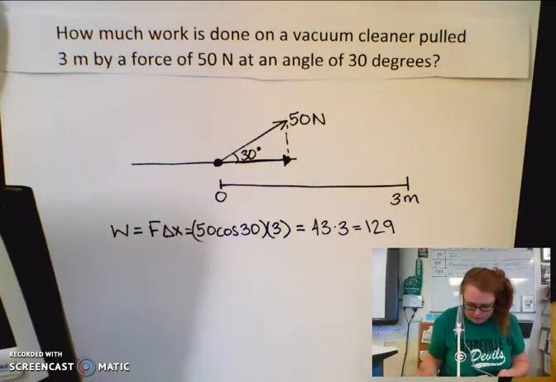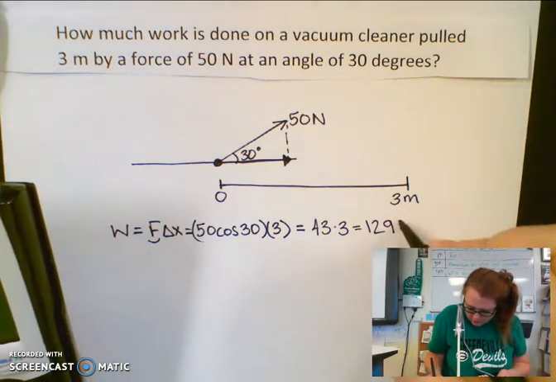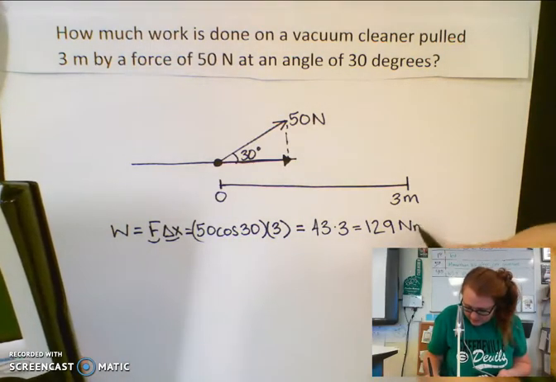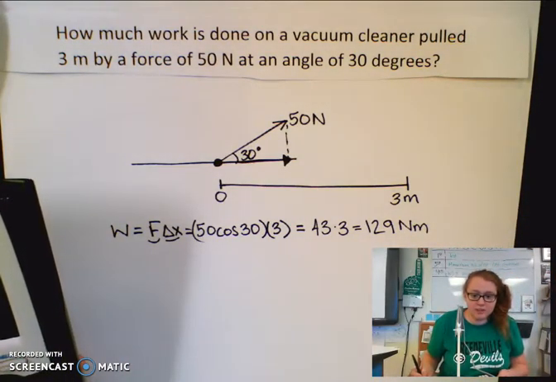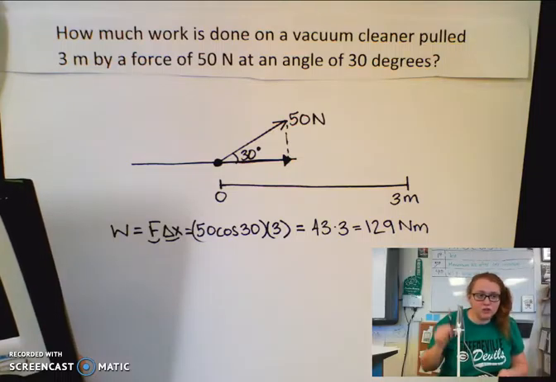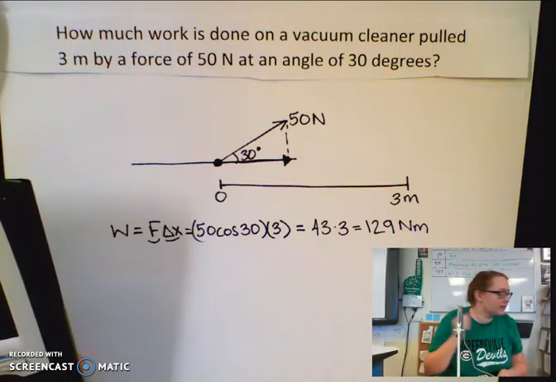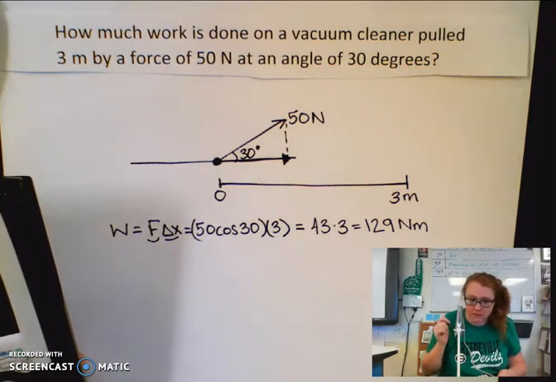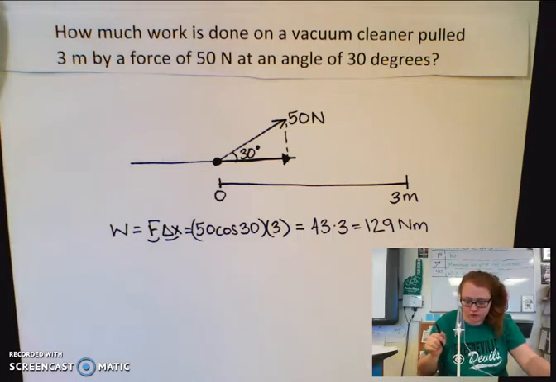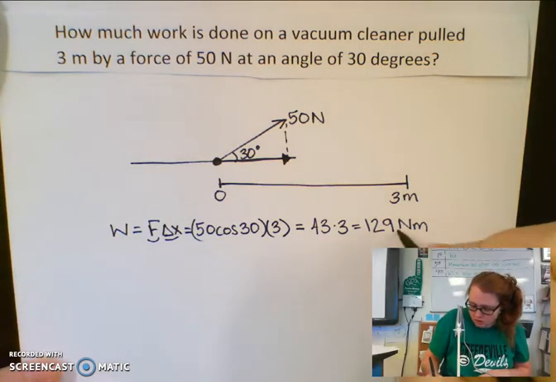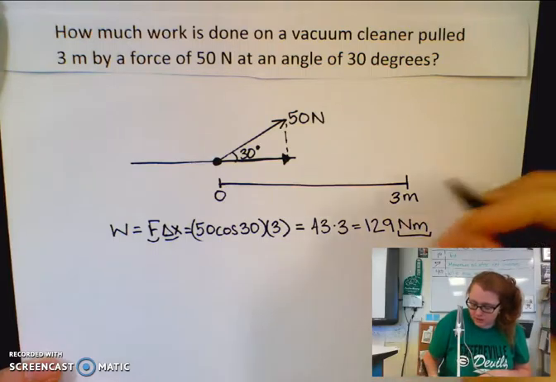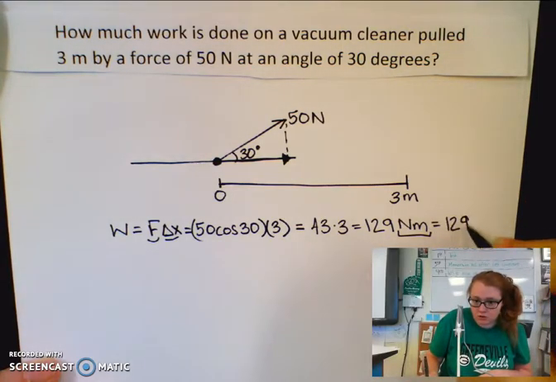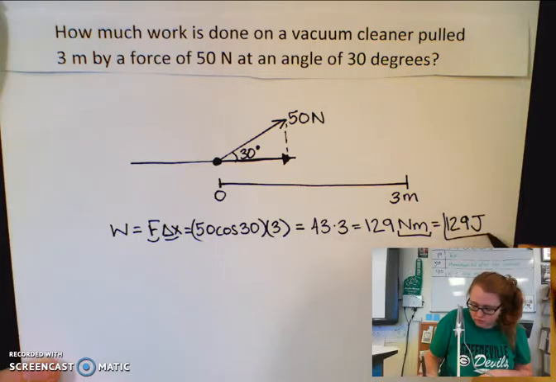Now we have to figure out what our units are. This is a newton, and delta x is meters. So we have 129 newton meters of work. Now remember, we said work is a transfer of energy. Okay, if you moved money from your bank account to your house, you're still transferring money. And we said work is a transfer of energy, so we are transferring joules. A joule is a newton meter. 129 joules.